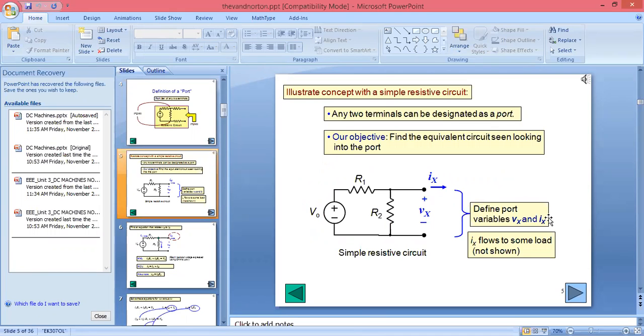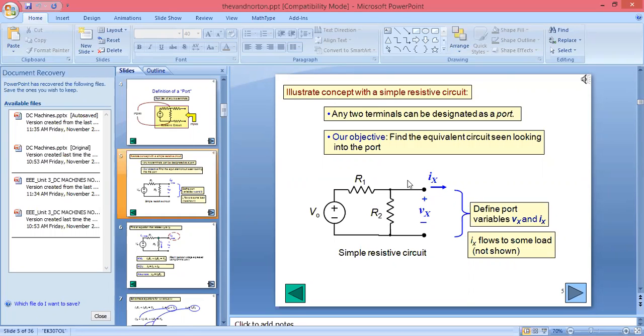So here, if we have any network which has a port, that is, two terminals, we say it is a port. Any two terminals can be designated as a port. So here we are supposed to find the equivalent circuit by looking into a port. It means we are supposed to convert that circuit into a circuit where we get only one voltage source and one resistor.